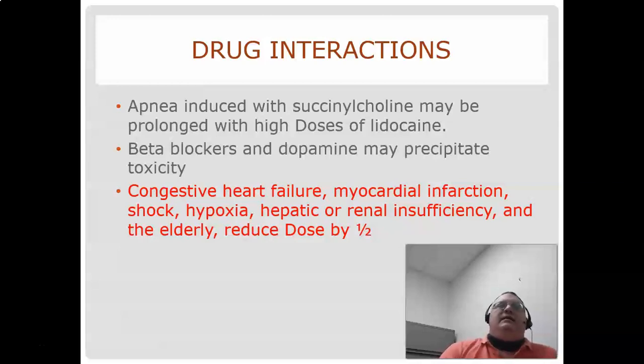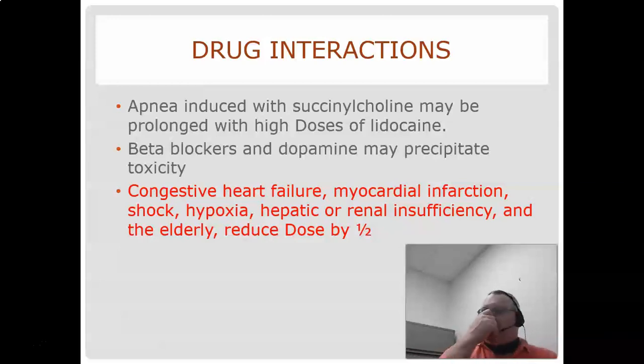Okay, again, the problem is if you give high doses of lidocaine, it can extend out the life of succinylcholine. If you have beta blockers or dopamine, it could precipitate toxicity. It slows down processing in the liver. And the problem is if you give too much lidocaine, that's when you get the toxic effect: the seizures, the confusion, the low blood pressure. If they have congestive heart failure or MI, which is kind of ironic, if you're having any of those things that are in the red on the screen, you want to reduce the dose by half.